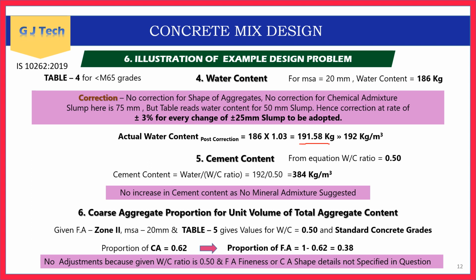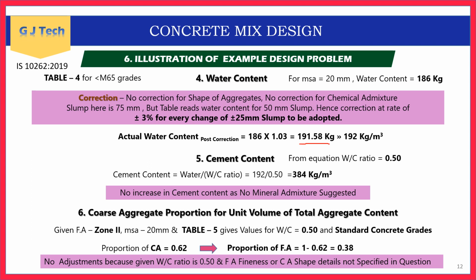Cement content, you need to keep in mind, needs to be checked for minimum cement content. The minimum cement content is either provided or needs to be referred from Table 5 of IS 456. In the current problem it is provided as 300 kg per meter cube as minimum cement content. The cement content obtained from the calculation is 384, hence okay. And there is a correction for cement content when we are using SCMs or mineral admixtures. In the current problem we are not using any SCMs or mineral admixtures, hence there won't be any alteration or adjustments to the cement content.